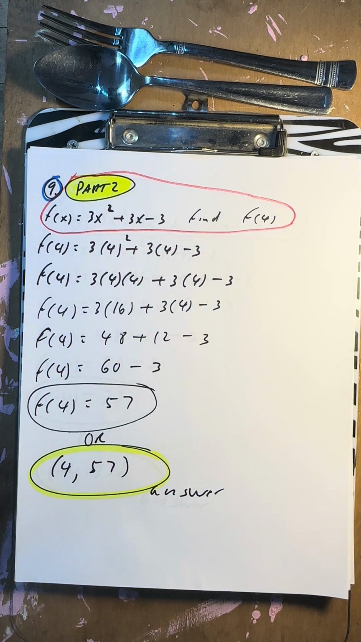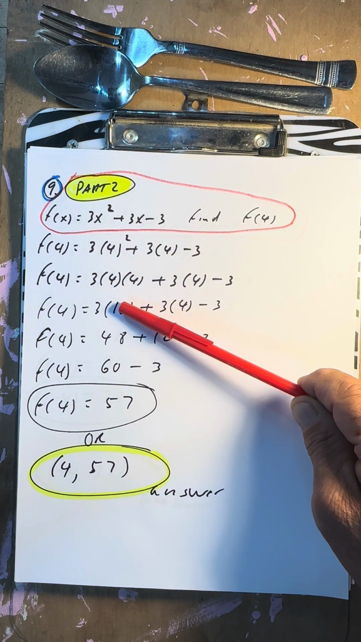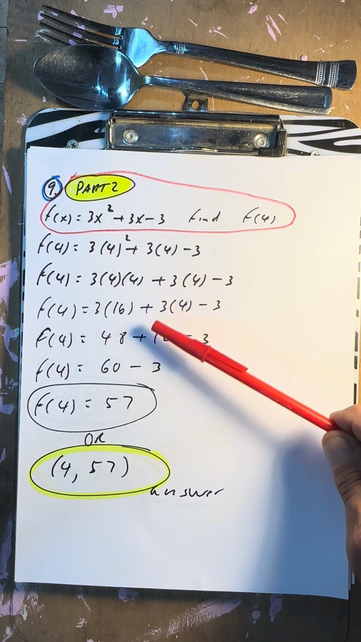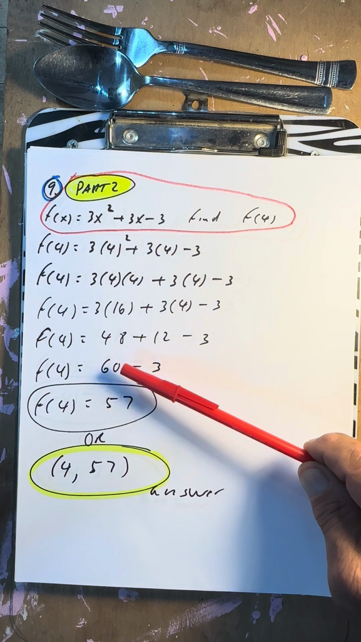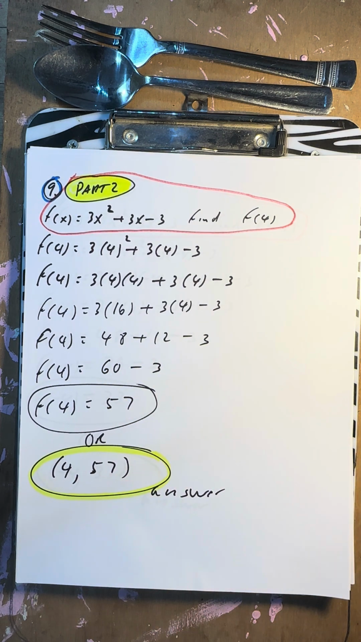Part 2 for number 9. Find f of 4. Put a 4 in there. So 4 times 4 is 16. 3 times 16 is 48. Got it. And 3 times 4 is 12. 12 and 48 is 60. Minus 3 is 57. So at 4, you get what? 57.